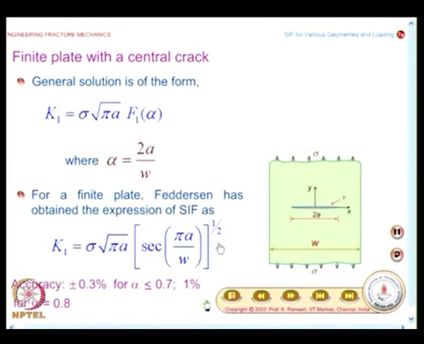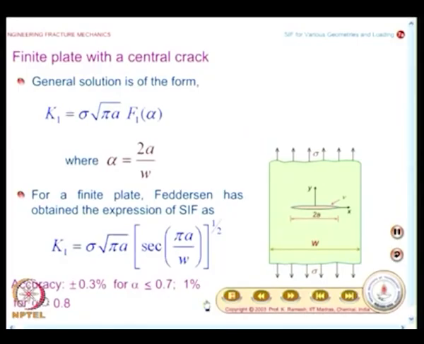This he obtained purely from heuristic arguments, and what the literature says is later on people tried to attach a theoretical development which did not really succeed, but nevertheless this is fairly accurate. You find the accuracy is plus or minus 0.3% for alpha less than 0.7 and it is within 1% for alpha equal to 0.8. Whatever the final expressions I give and their accuracy, these are from the handbook written by Murakami. The Stress Intensity Factor Handbook has this information.